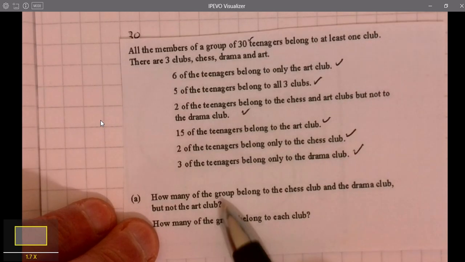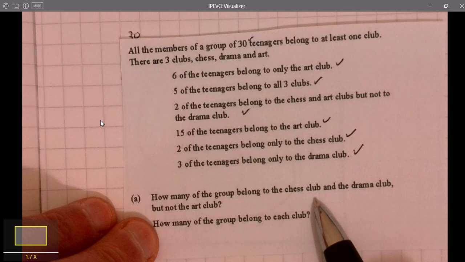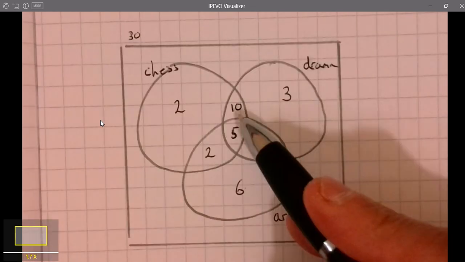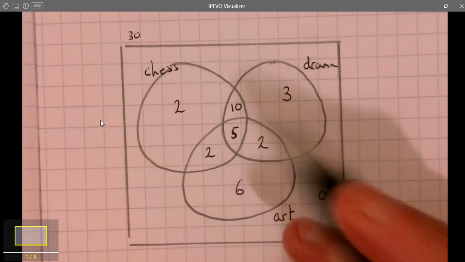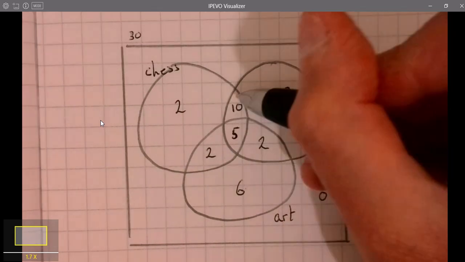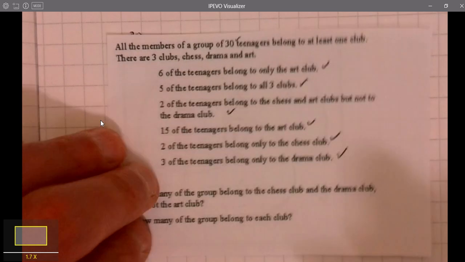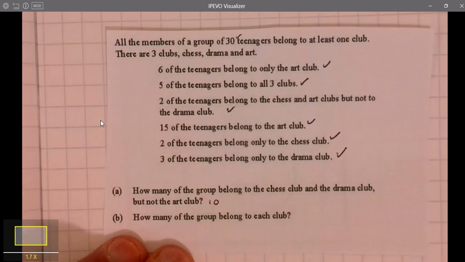How many of the group belong to the chess club and the drama club, but not the art club? That's the bit that we've just answered, 10. All right, so the question is trying to get you to kind of highlight the right bits in there. Okay, so that's 10. There we go.